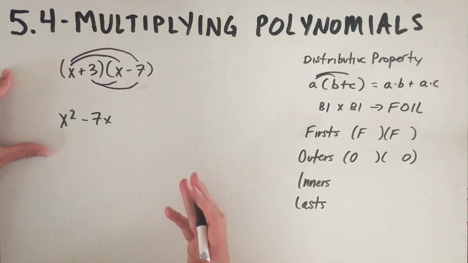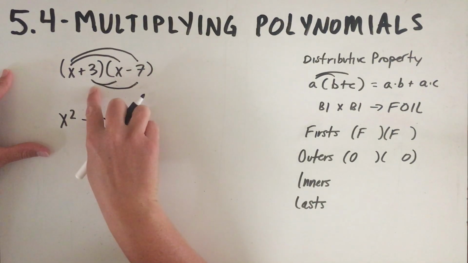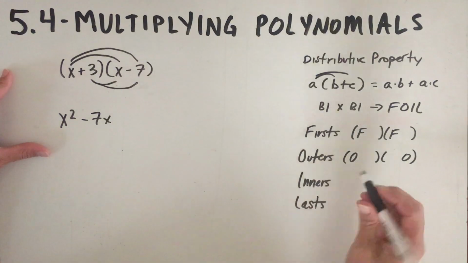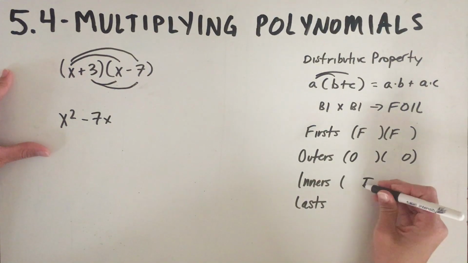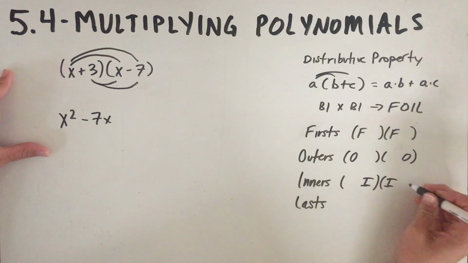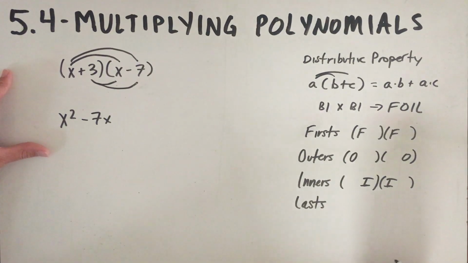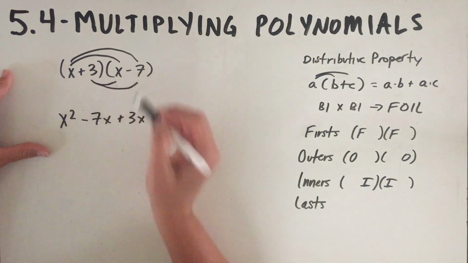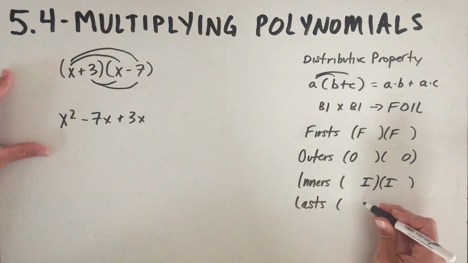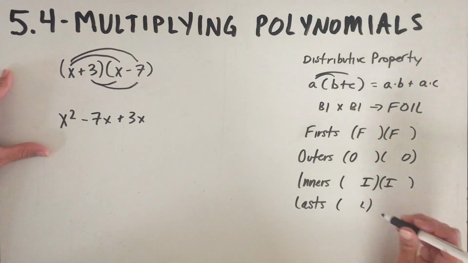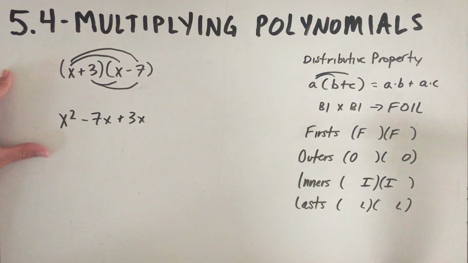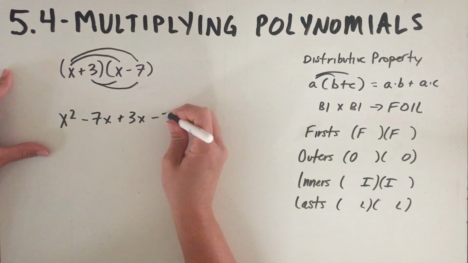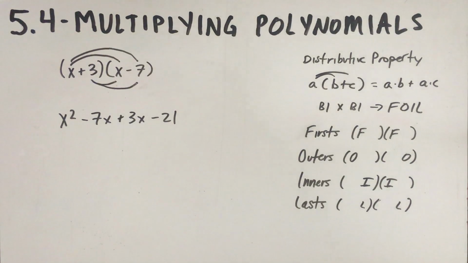Well, now I'm going to move to the 3 because I've already multiplied this x by both of these. So now I'm going to move to the 3. I'm going to multiply the 3 by the x. Well, that would be the two terms that are on the inside. Okay, so that's the inners. That'll give me a 3x here. And then I'm going to do the last, the 3 multiplied by the -7. So the last term in the first binomial and the last term in the second binomial. That'll give me a -21. So this method of FOILing just means first, outers, inners, last, and it's just a way to keep track of what you've done. Okay.